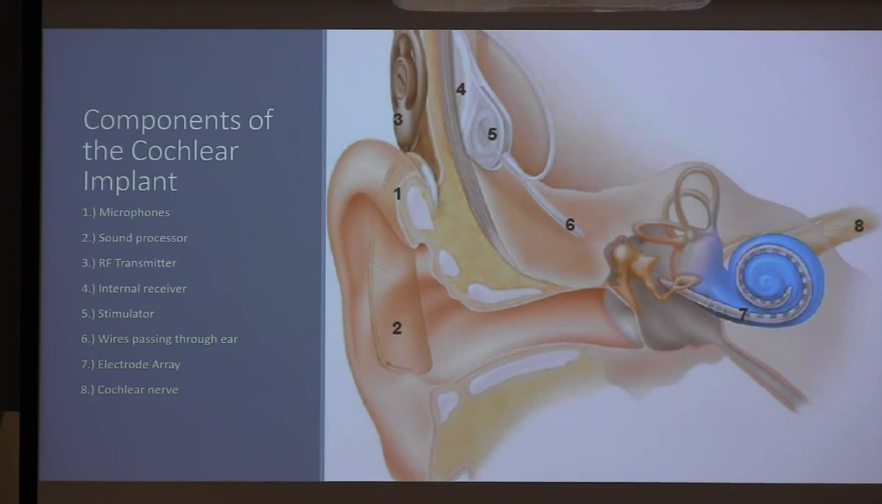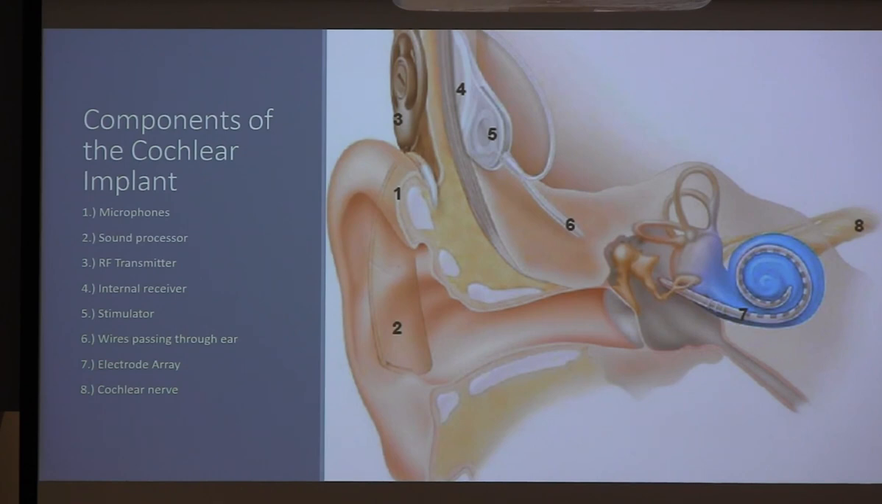First, sound from the environment will be picked up by microphones. There will usually be multiple microphones, one on the front, one on the back, to pick up sounds from different directions. Then a microphone converts sound pressure waves into an electrical signal, and that electrical signal is sent through the sound processor, which will turn it into a signal that will stimulate the electrodes in order to send a signal to the brain that it will comprehend as sound. I'll go more into that after this.